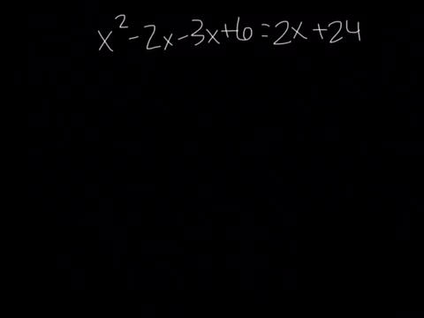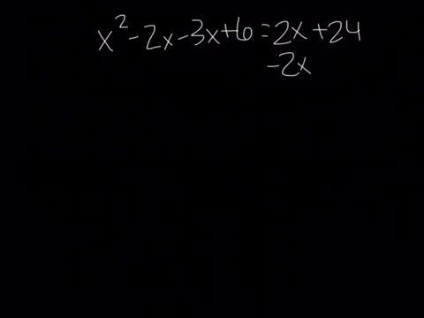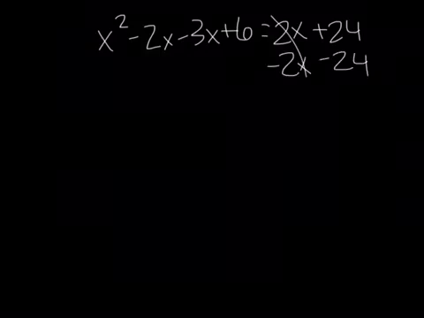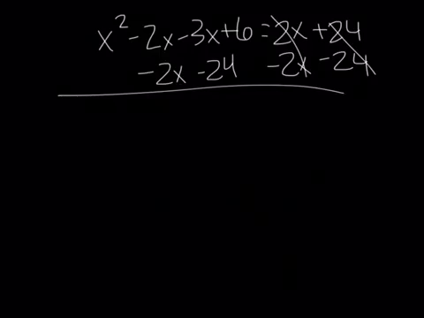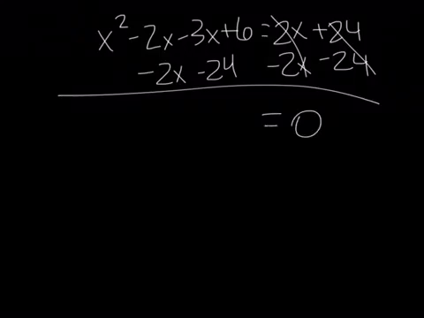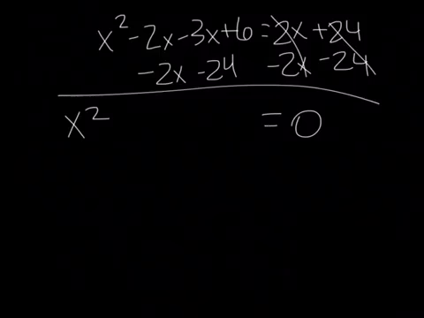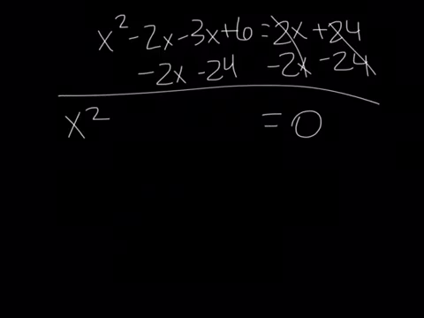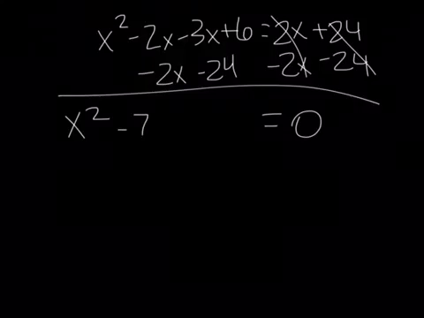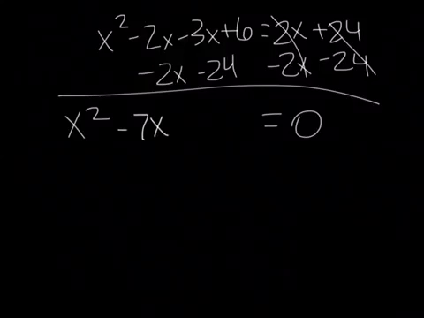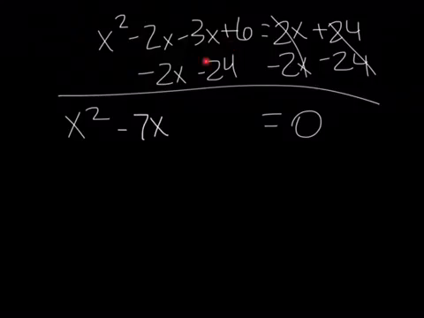In order to factor something, we want it to be equal to 0, so we need to subtract this 2x, so that's 0, and we need to subtract this 24, so that's 0. We've got to do the same thing on this side. So this side equals 0, and then we have some like terms we can combine over here. There's x squared, and then we've got -2x, -3x, and -2x. That gives us -7x. And then we've got this 6 and -24. That gives us -18.